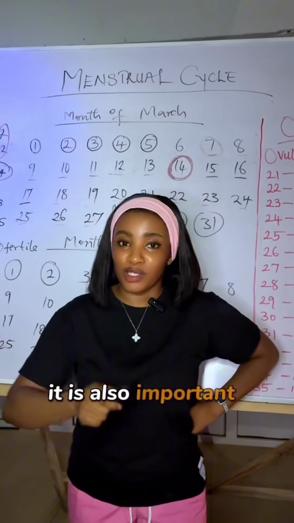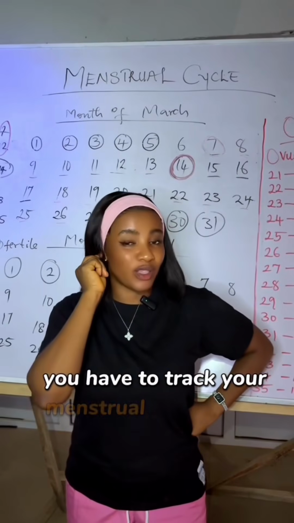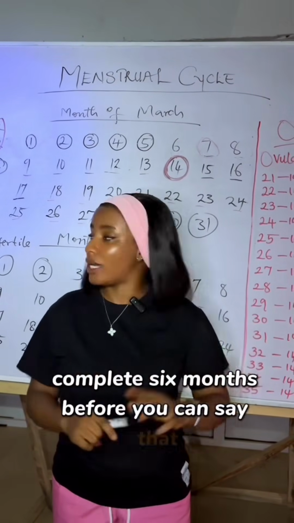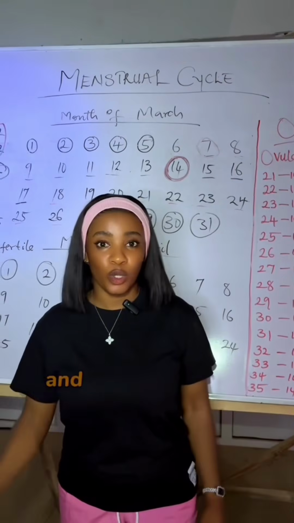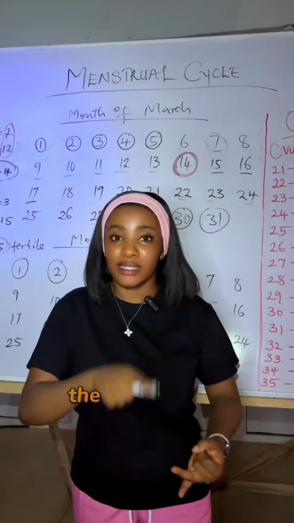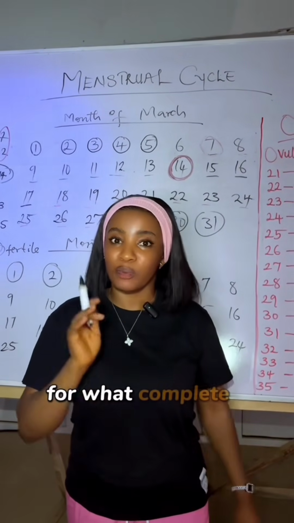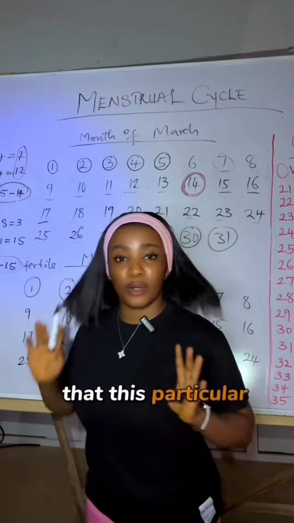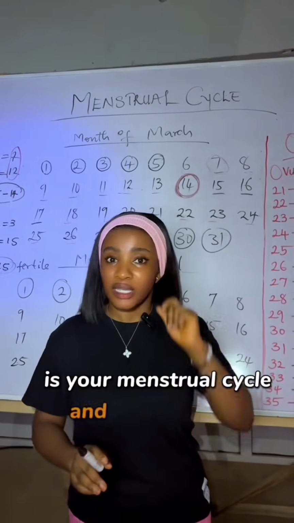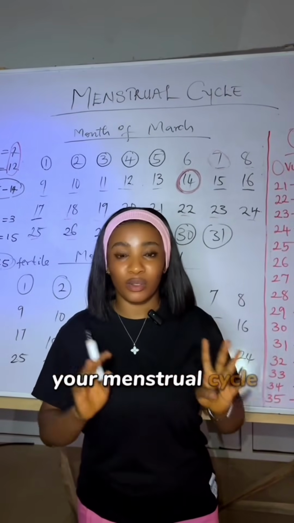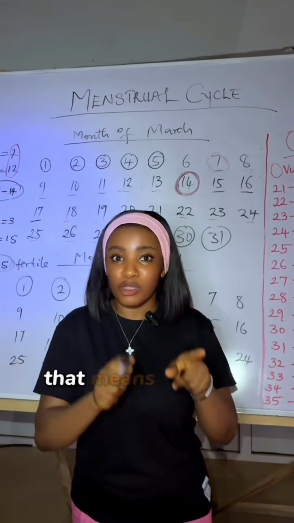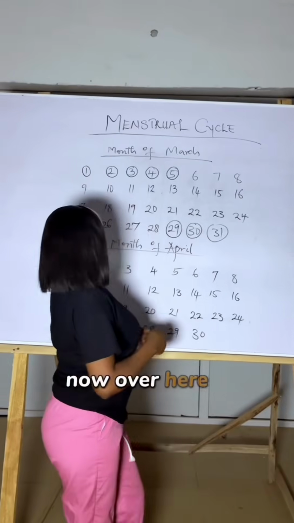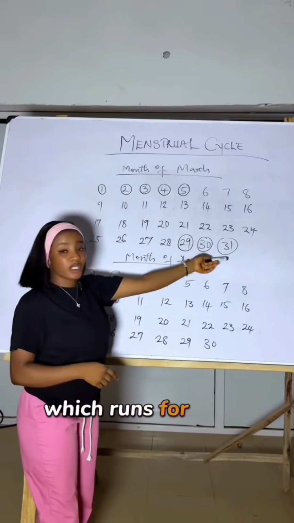It is also important to note that you have to track your menstrual cycle length for what? Complete 6 months, before you can say that, oh, this is my menstrual cycle length. You have to make sure that you are getting the same number consecutively for what? Complete 6 months. That is the only way you can be sure that this particular number is your menstrual cycle length. If it is not the same, let's say your menstrual cycle length varies every month, that means you belong to the group of people that have what? Irregular menses.